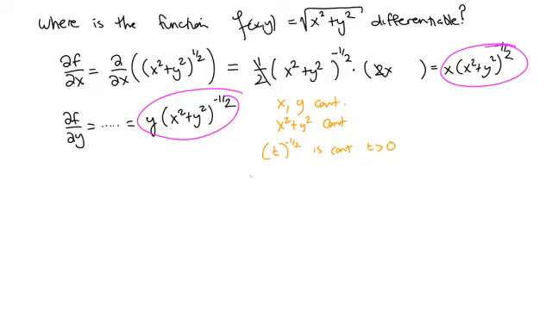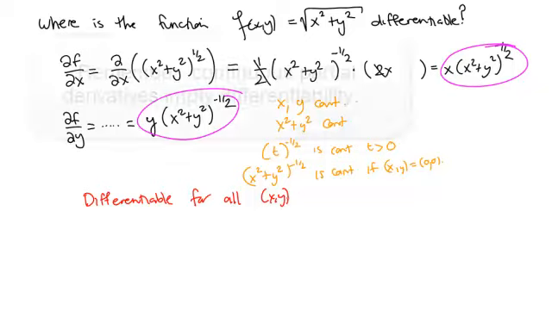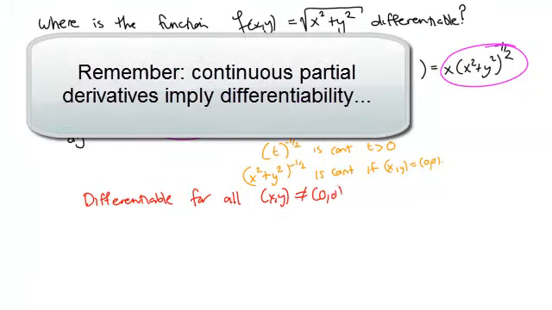So that tells me that the x squared plus y squared to the minus 1/2 power is continuous as long as the expression inside is positive. And so that just means as long as (x, y) isn't the origin. So that answers the first part. This function is differentiable for all x, y pairs which are not equal to (0, 0).